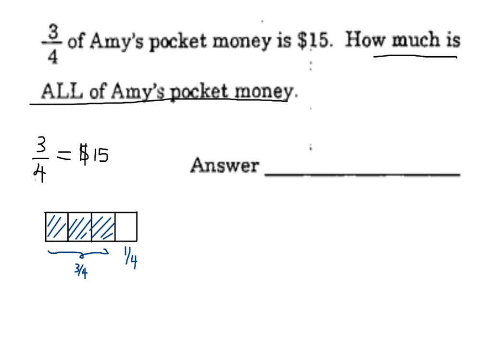What I want you to think about is this: if 3 out of the 4 is equal to $15, how much do you think would be in one little pocket? So I want you to think about it like that. How much would be in one little pocket if 3 pockets is equal to $15? All 3 adding up to 15. How many do you think would be in one?